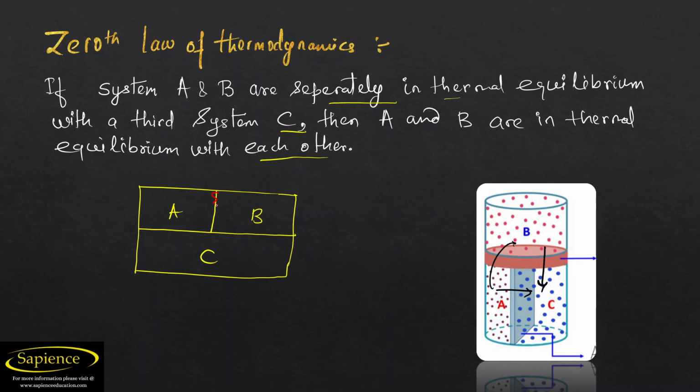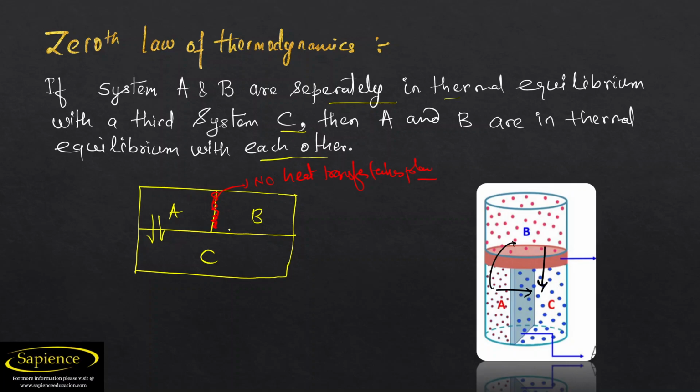There is an adiabatic wall. It means that no heat transfer takes place. So if no heat transfer takes place, then there is no exchange of heat energy. So in this situation, what will happen? There is an exchange of heat energy from A to C separately.